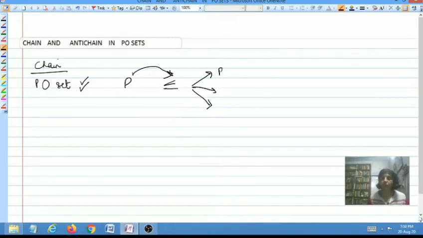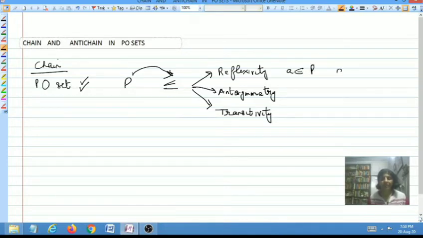And what are those three conditions? First of all, reflexivity must be satisfied. The second is antisymmetry, and the last is transitivity. Now the question is, what is reflexivity? Reflexivity is that if you pick up any element A belonging to P, then A must be related to itself. So for all A belonging to P, A is related to A. Every element must be related to itself. This is what is called reflexivity.